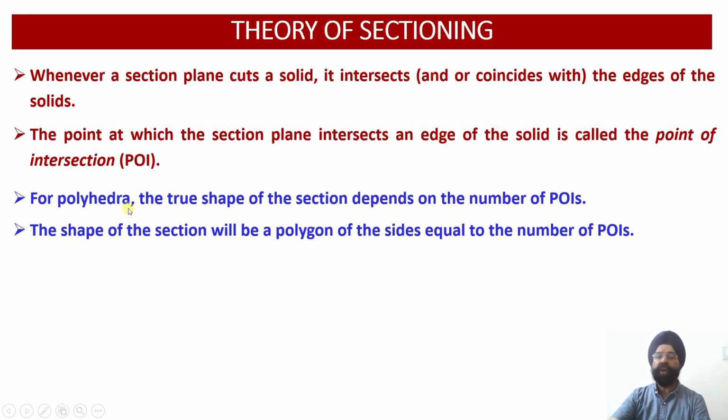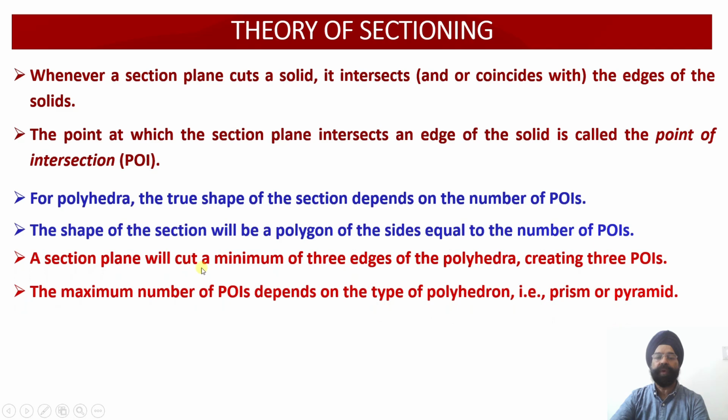In case of polyhedra, let us say n number of points of intersection are there. So my sectioned top view will be showing me n number of POIs, which may give me the apparent shape or the true shape, depending upon the orientation of the cutting plane with respect to the solid. But I am going to get straight edges joined by these POIs to give me the true shape of the cut section.